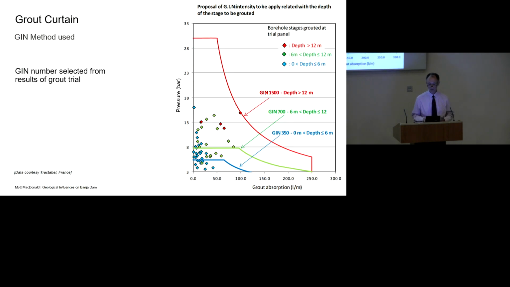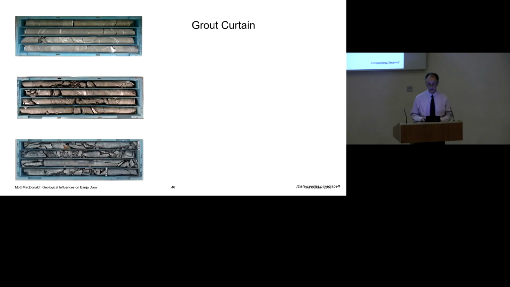As I say, the GIN method was used. It's just an extract out of one of the reports on the grout trial, in which the data was analysed in order to set the GIN numbers for different depths so that injection could take place without causing hydrofracture. And again, going back to the fleece and the geological controls, you can see that if you were trying to inject grout into this sort of rock, you get a very different grout take to if you were trying to inject grout into this type of rock, and so it transpired.